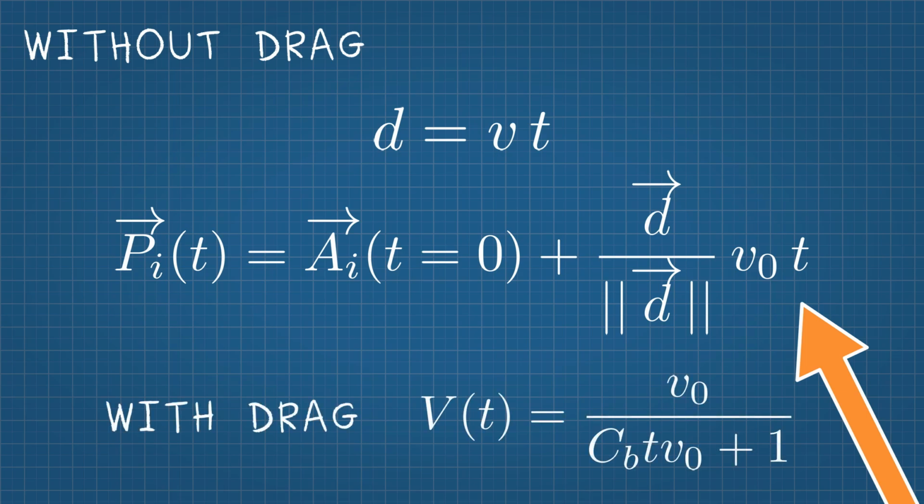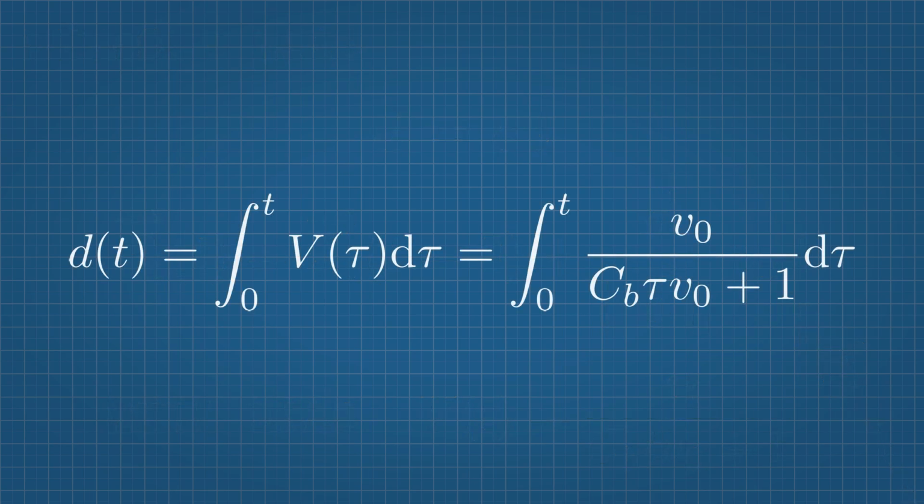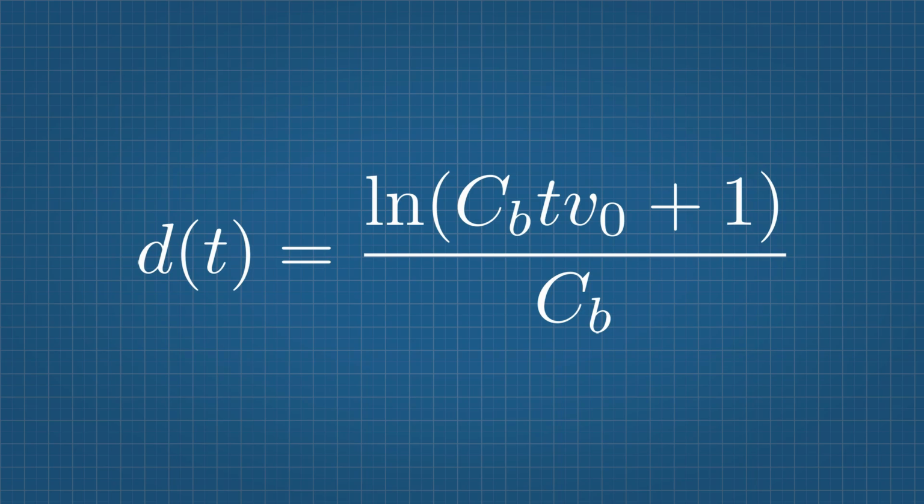In the case with aerodynamic drag, however, the velocity is not constant anymore. We therefore need to integrate it with respect to time in order to get the formula for the position as a function of time. Once again, the unspoken rules of laziness force me to delegate the boring work to a machine. And this is what it spat out.